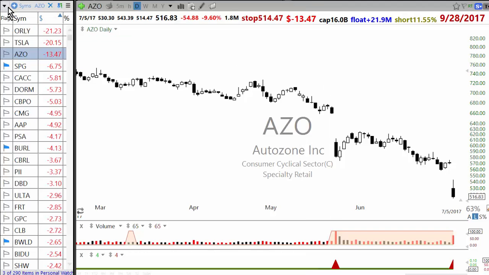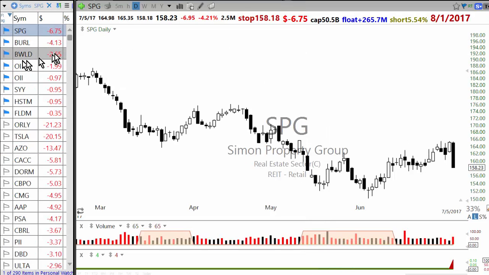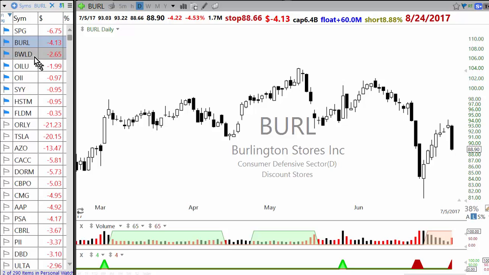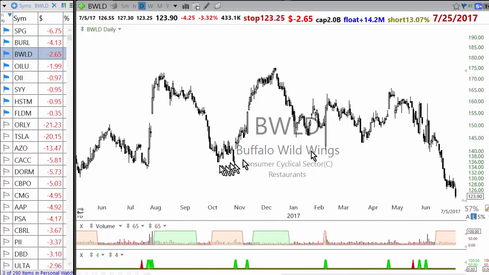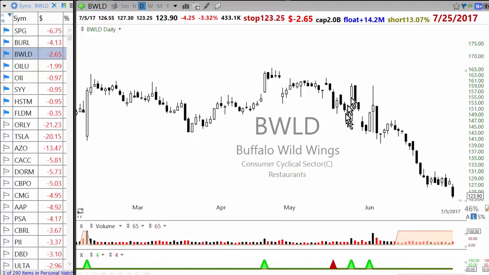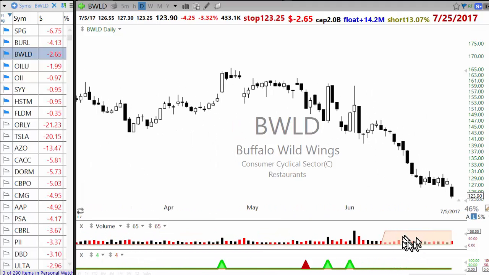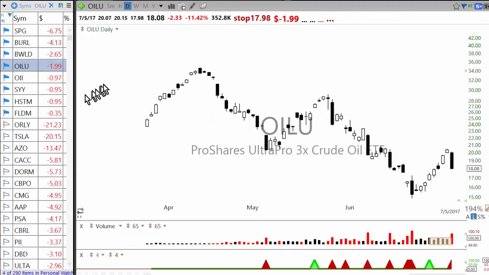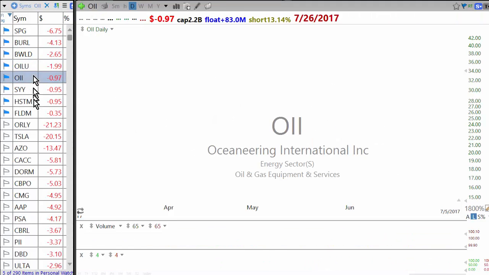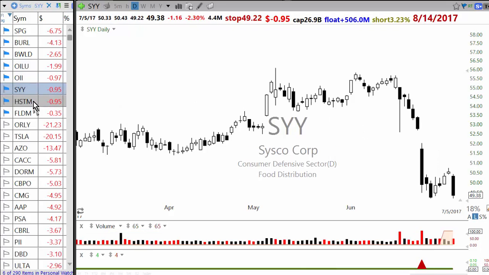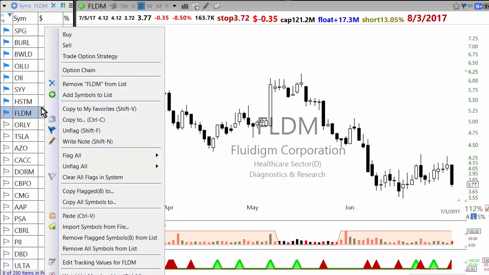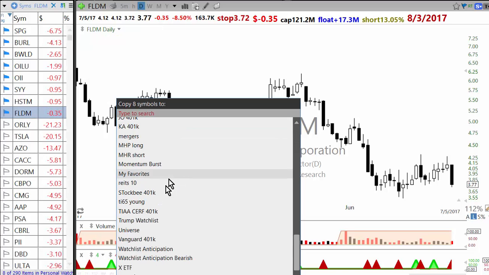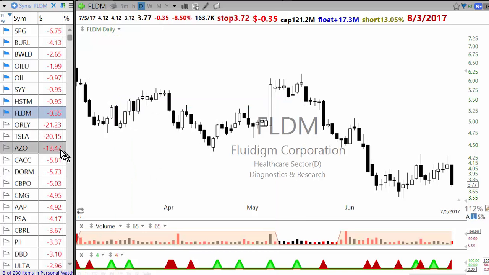So if you look at it, your SPG, your Burlington, your Buffalo Wild Wings, which is a high price stock breaking down, choppy sideways range, but this was a very smooth downtrend. Trend intensity is also in the negative. This oil ETF, then your Ocean Engineering, SYY, Health Stream, and Fluidigm as the possible candidates. So we can copy all these to momentum burst.